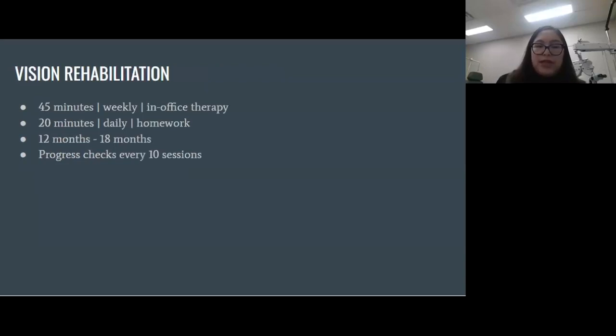Now, visual rehabilitation, if we find out that you are a candidate, will take place weekly, about 45 minutes each week, one-on-one with a therapist in office. This is what we have found is the most effective frequency as well as duration in office to make changes. Usually you'll have homework as well, about 20 minutes daily. It's always better to do less daily than it is to do a whole lot more infrequently, because this is what reinforces what you've learned essentially.